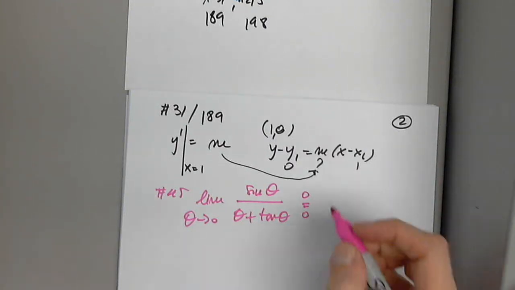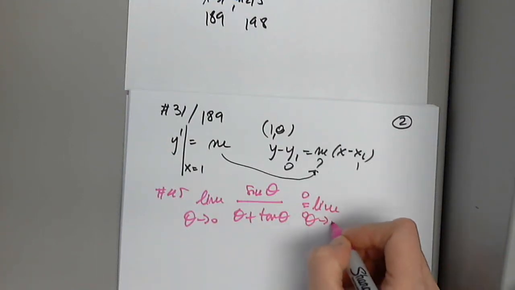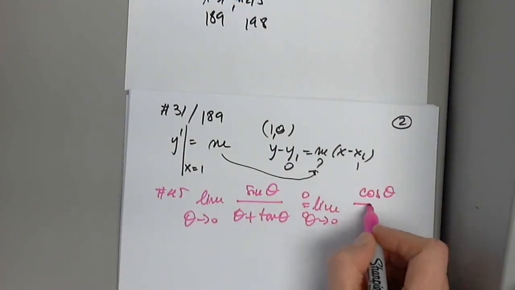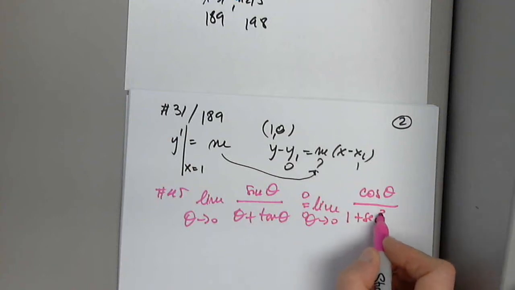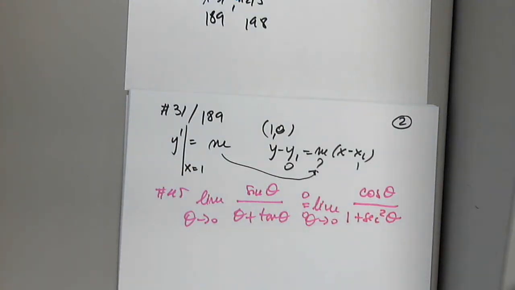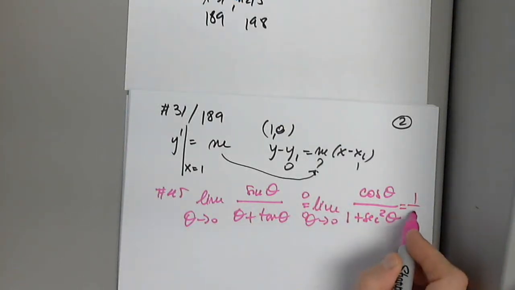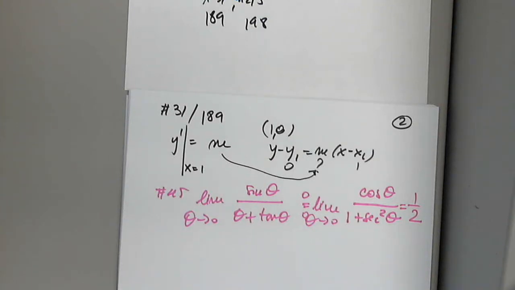So let's go ahead. So this is the limit as theta approaches 0 of cosine theta over 1 plus secant squared theta. That's all we needed to do. And now we know that when theta approaches 0, cosine approaches 1. And if cosine approaches 1, remember secant is 1 over cosine, then secant approaches 1. If this approaches 1, 1 plus 1, and the limit is 1/2. That's it.